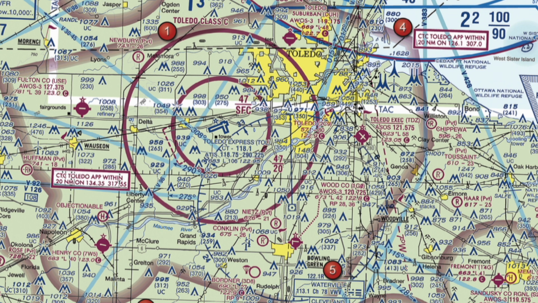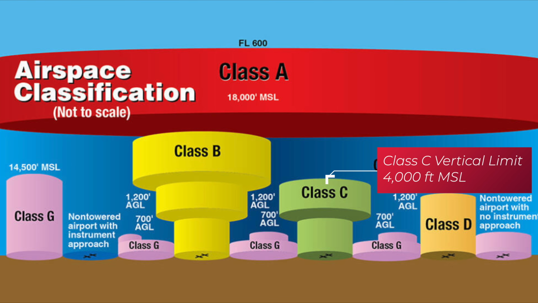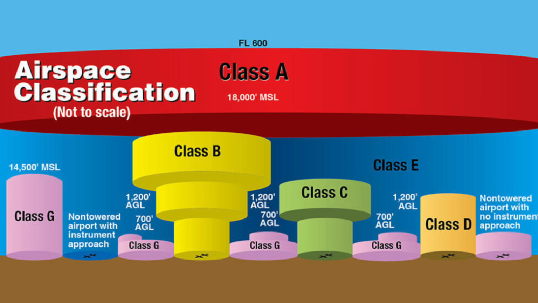Notice that there is a small inner core, and then around that will be the outer core that expands outwards at a much greater distance in nautical miles. And just so you know, Class C airspace will begin at the surface and extend up to 4,000 feet MSL. And question, what is above Class C airspace? Well, it's the only airspace that is everywhere, Class E airspace.